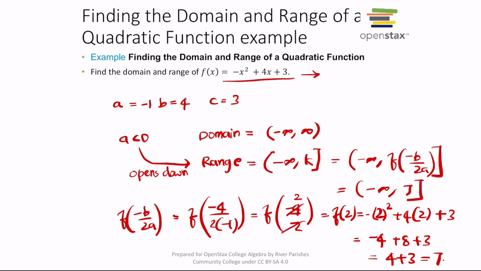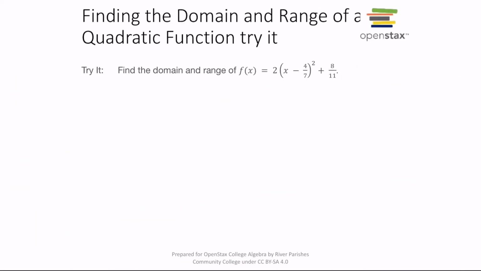So for this equation, the domain is negative infinity comma infinity and the range is negative infinity comma 7 closed interval. So this is how you can write the domain and range when you have a given function. Use the same principle, pause the video right here and try to solve this problem and find its domain and range.